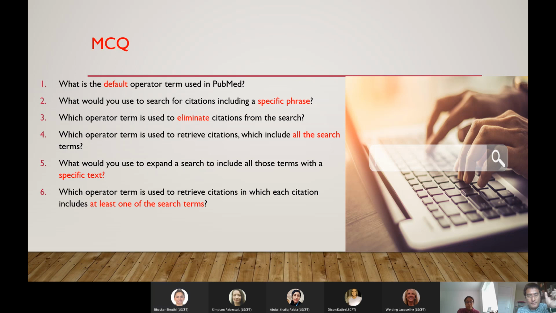Inverted commas. Eliminate. Not, not. All the search. All, or, or. Include with specific text. Specific phrase again, inverted commas. At least one of the search engine. At least one. Includes at least one overlapping. Which is the one? And.